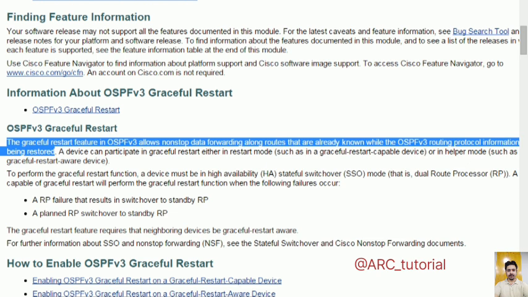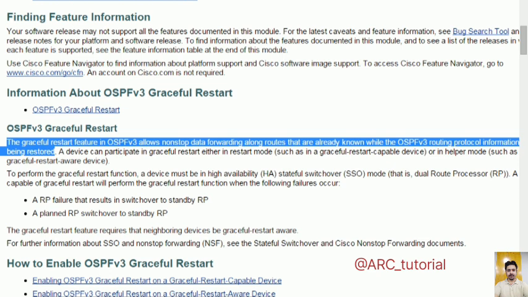Like in EIGRP, graceful restart is already there. Like when you configure a distribute list, it performs graceful restart. I mean resync. Graceful resync. It does not mean that for that moment it will stop forwarding your data. No, it will keep on sending your traffic during that period. I mean, meanwhile it will also refresh itself.